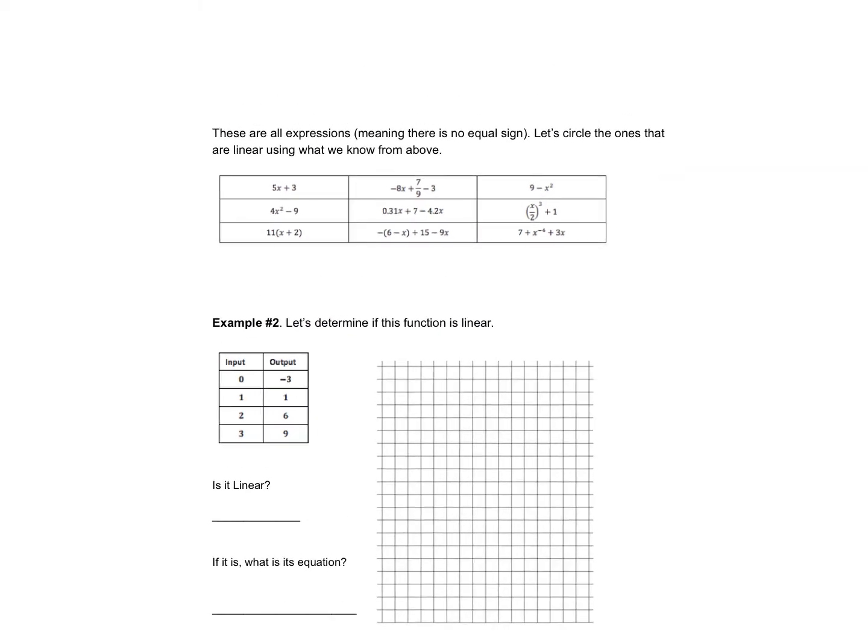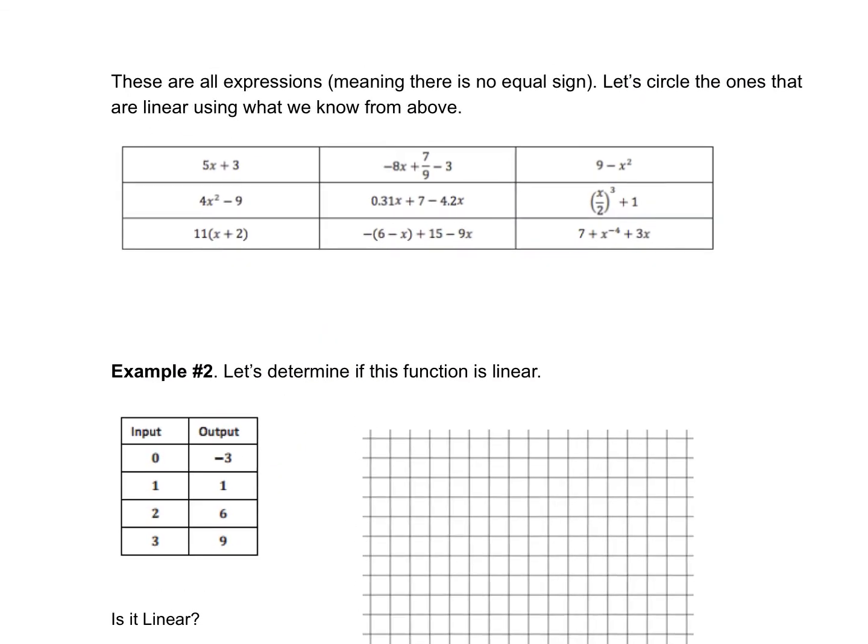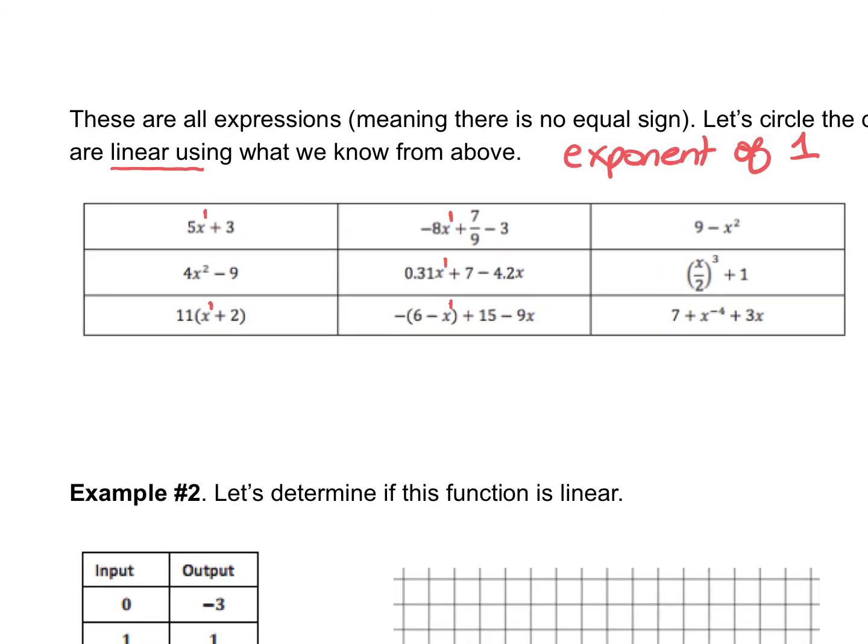So here we've been asked if they're linear or nonlinear, and we're only going to circle the ones that are linear. We know the ones that are linear have an exponent of 1. So I'm going to put a 1 on every single x that has nothing next to it, just a reminder that that means there's an exponent of 1. Any other exponent is already given. So I'll make this a little larger for us, and we can see that this has an exponent of 1. This has an exponent of 1.